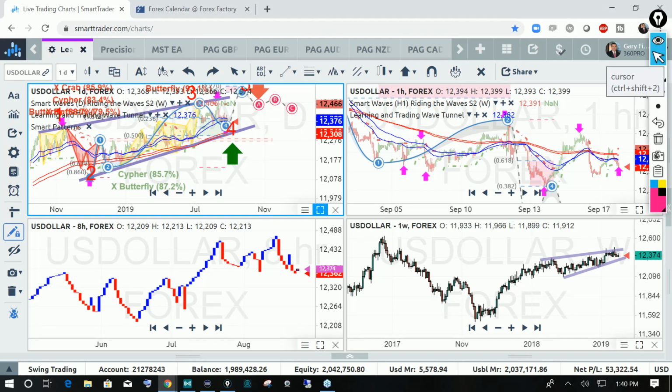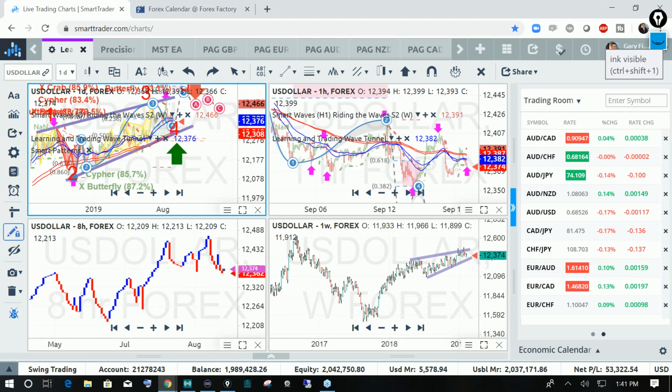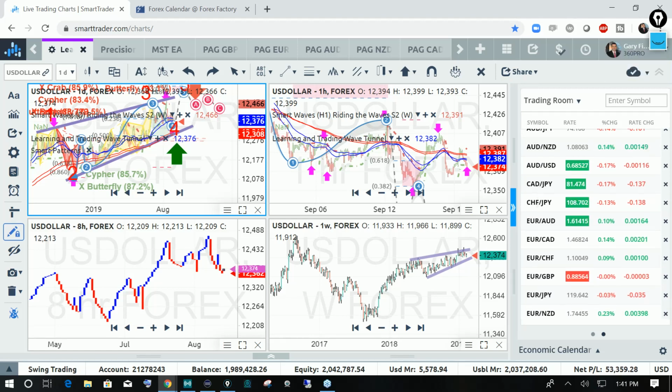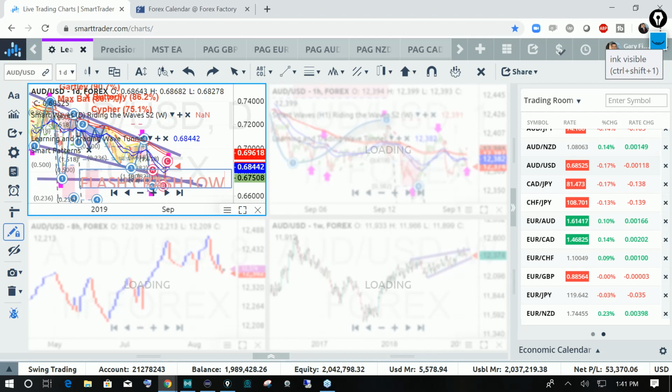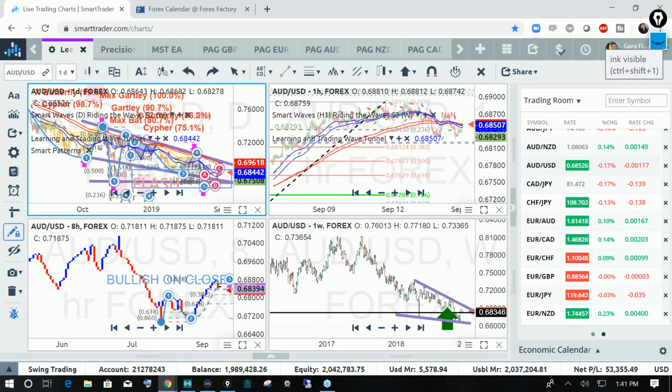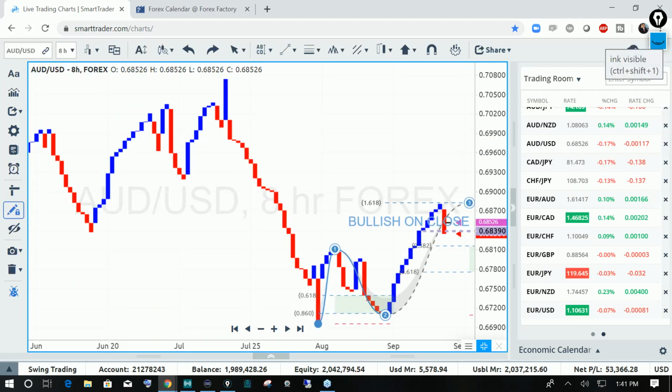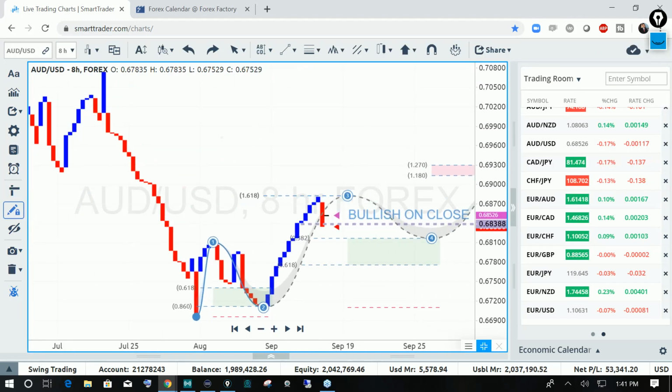So let's go ahead and take a look at a cross that is traded against the dollar. I'm going to start right here at the top and look for any dollar crosses. Here we have Aussie US dollar right here. I'm going to take a look at the way the market's set up, based off what we spoke about in our session.